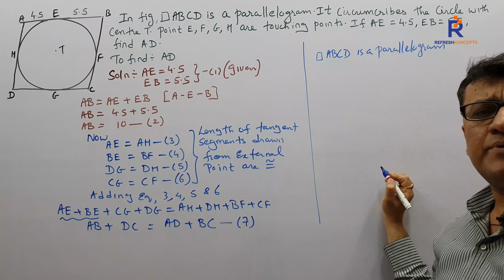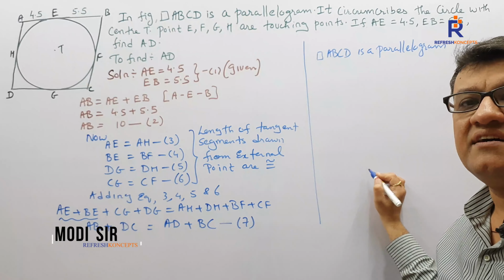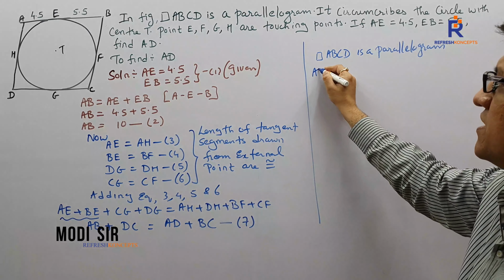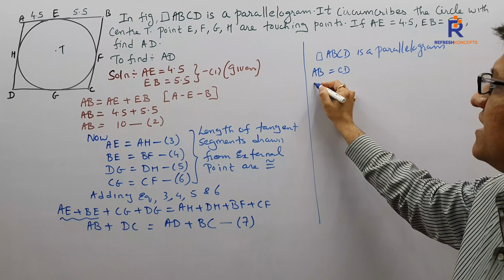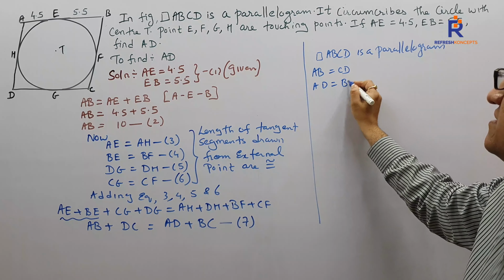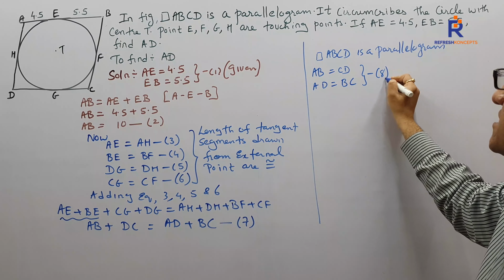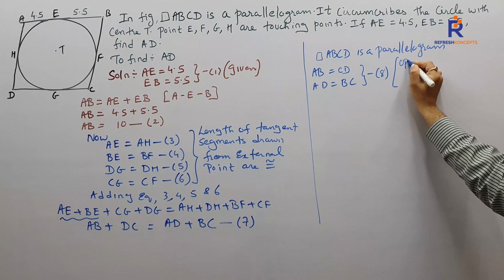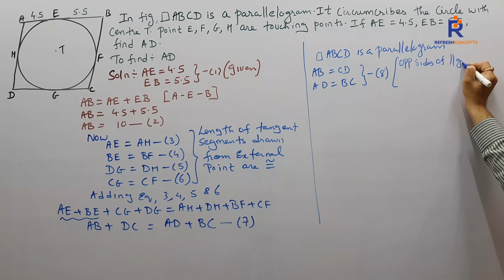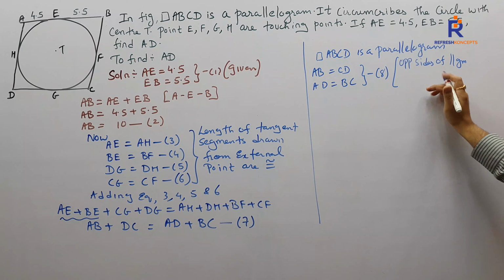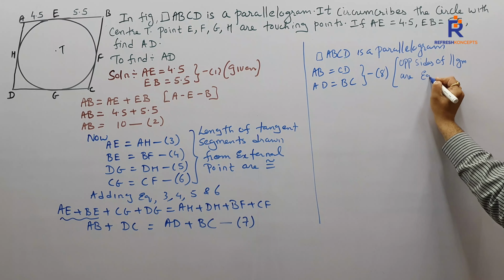Indeed, yes. What is the property of a parallelogram? Opposite sides are equal. So can I say AB is equal to CD? Can I say AD is equal to BC? Let this be equation number 8. What is the reason? Opposite sides of a parallelogram are equal.